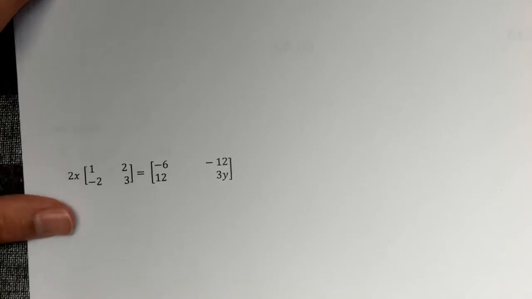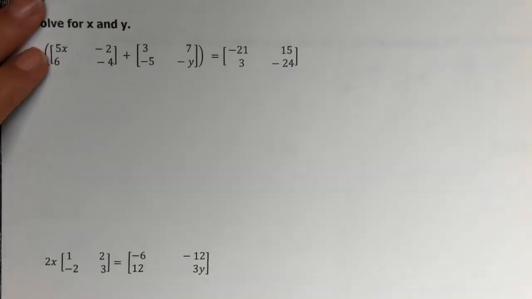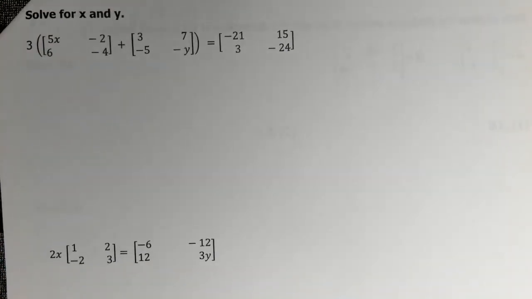Now, sometimes it's not that simple though. Sometimes you got to do a little bit more. You got to simplify first. So this is where your order of operations really plays a role. I've got 3, then I have parentheses, and inside my parentheses are 2 matrices being added. So what am I going to do there? Yes, I'm going to take those 2 matrices and add them first.